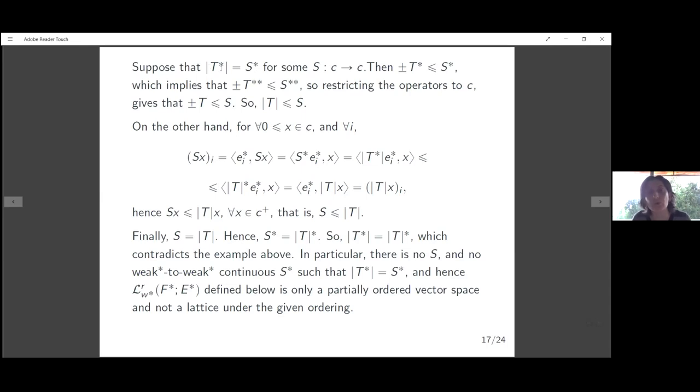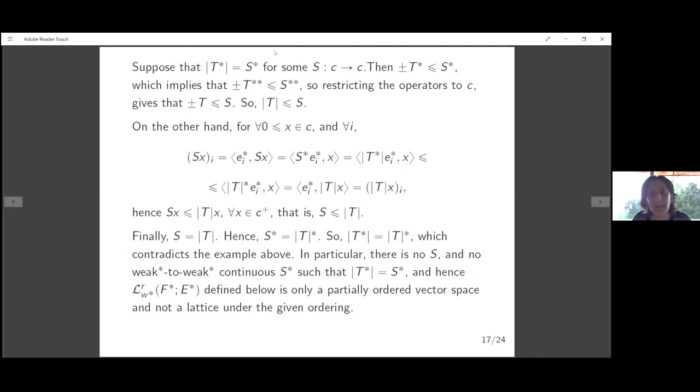So the modulus of the adjoint of T is an adjoint. If this is an adjoint, then this belongs to that space, and then that space becomes a vector lattice under the given ordering, or a Riesz space under the given ordering. So by assuming this, we expect to get a contradiction. This cannot be. If this is true, then under the given ordering, that space is a Riesz space. But we want to prove that it is not a Riesz space under the given ordering.